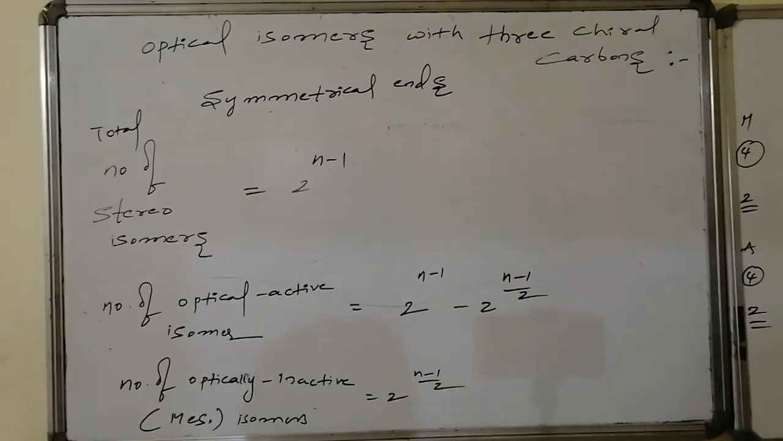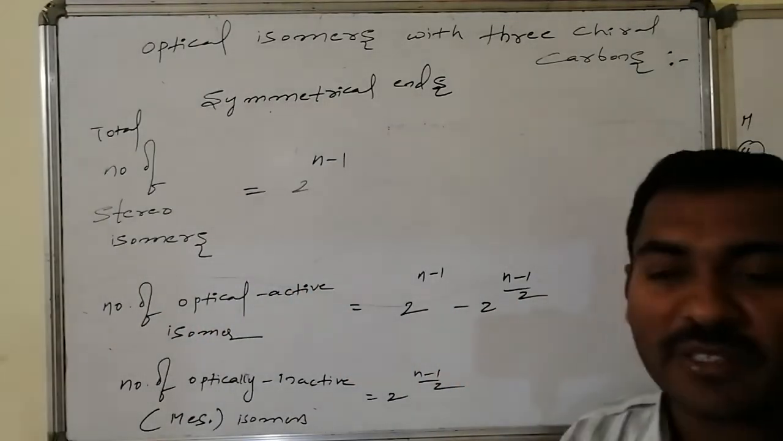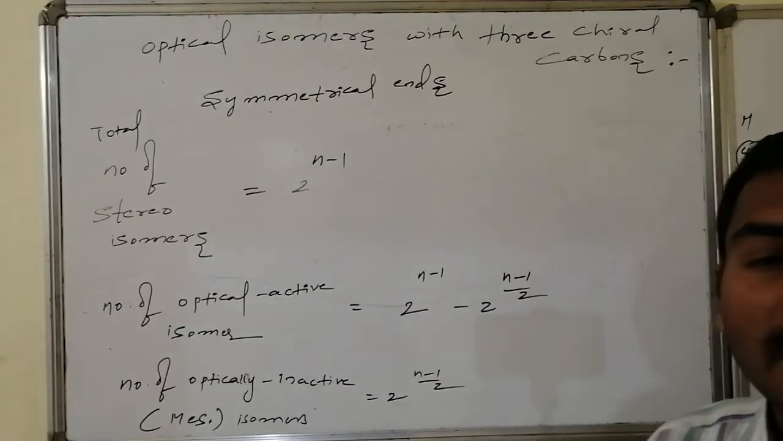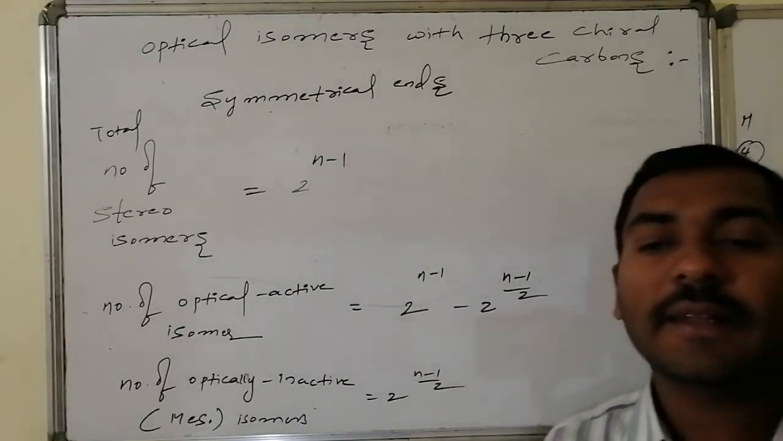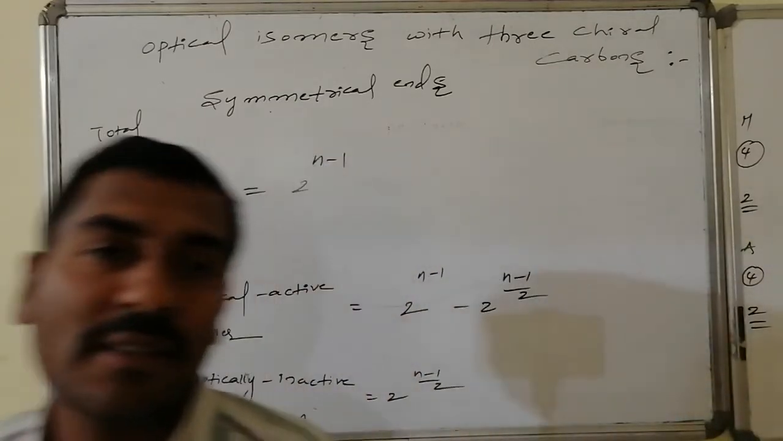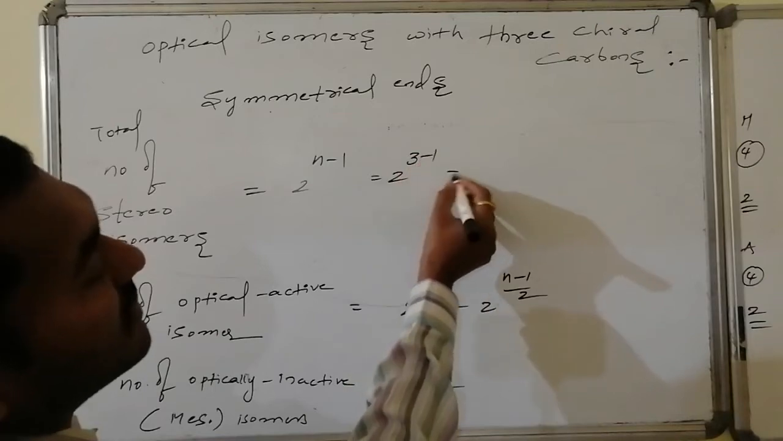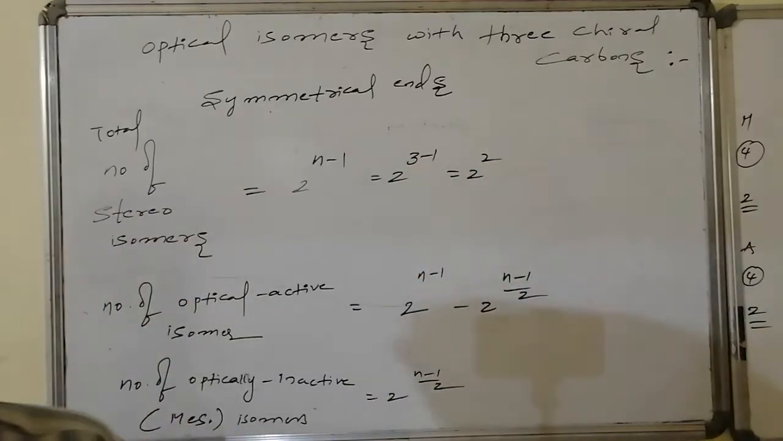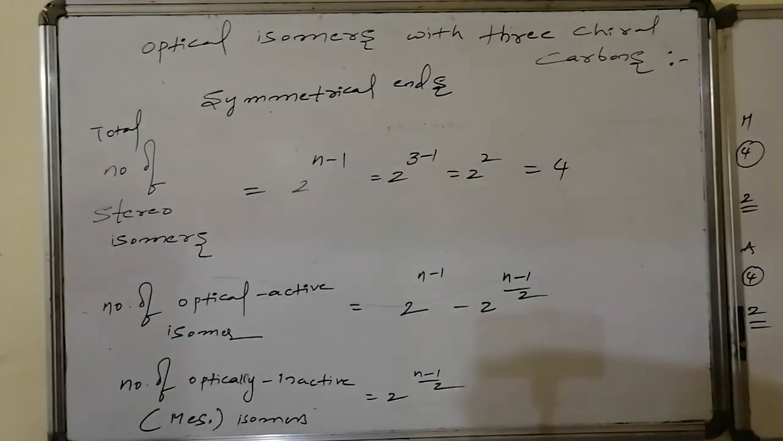Thus, the tentative mathematical relation for the total number of stereoisomers, including optically active as well as optically inactive, in the case of a molecule containing symmetrical ends with odd chiral carbons is 2 power n minus 1, and in this case that is 2 power 3 minus 1. 3 minus 1 is 2. 2 power 2 is equal to what? 4. 4 different stereoisomers are obtained. Theoretically you would be getting 8, but those are not 8, these are just 4 only.